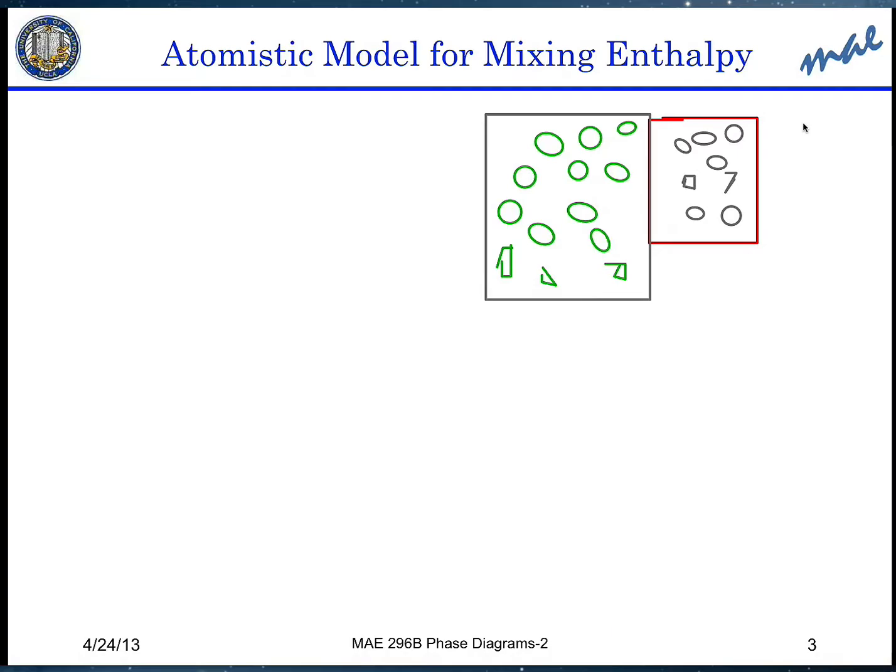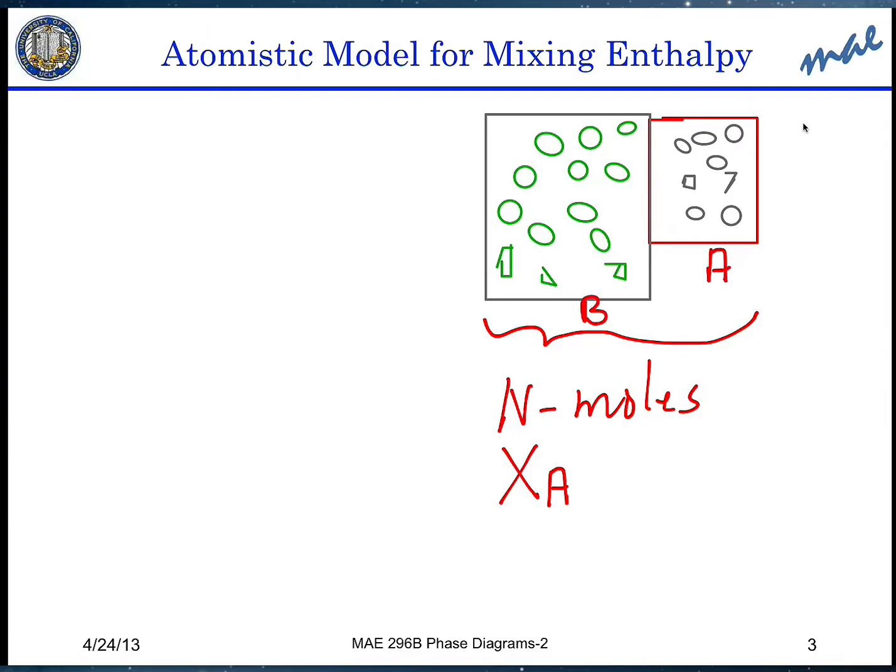So if I look at the total system, and the total system here is going to be expressed as the sum of two pieces. And if I have n moles for the total system, and I have initially the fractional concentration of A species, and this is B. So X sub A and X sub B are given.